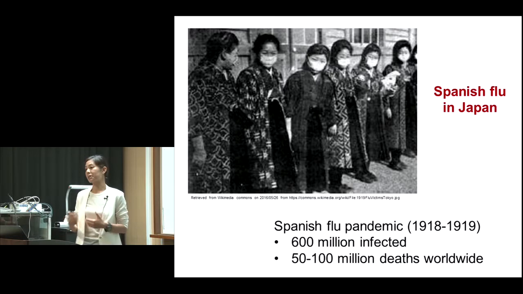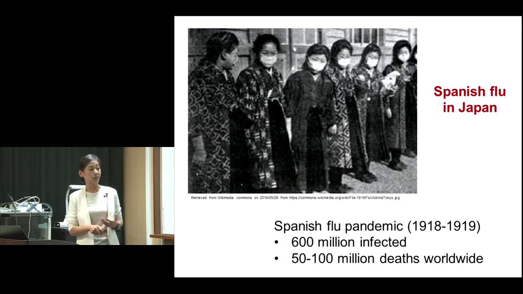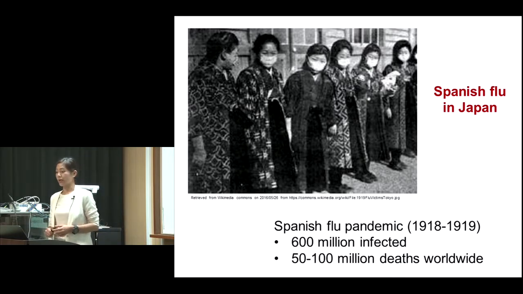That was being transmitted for 5 years. So it was estimated that the flu infected more than 600 million people and caused 50 to 100 million deaths worldwide. The flu itself killed more than the World War. And official records in Japan show that the death toll due to Spanish flu was approximately 250,000 people who have died due to the disease.